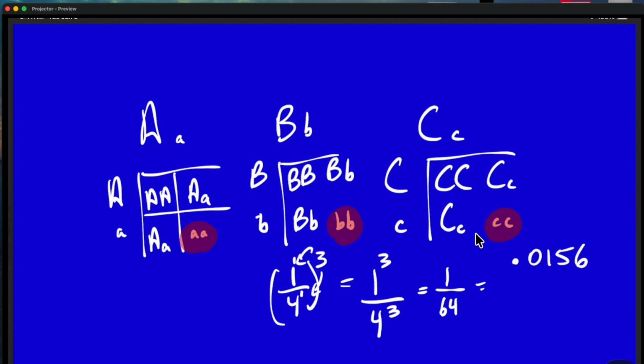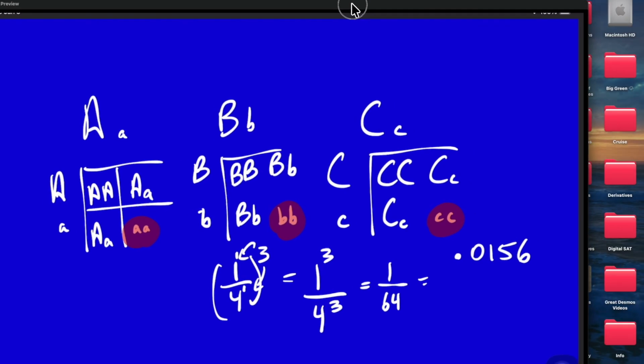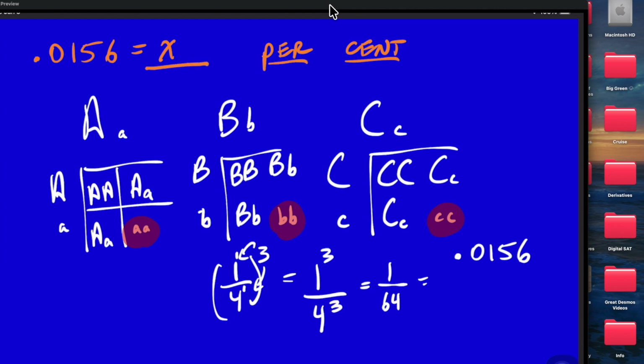0.0156. Now, to convert from a decimal to a percent, let's do that up top in orange. 0.0156 equals X percent. We're going to take away the percent sign and replace that with division by 100. We do that because the word percent, per cent. Cent in Latin is 100. Per is fraction line.